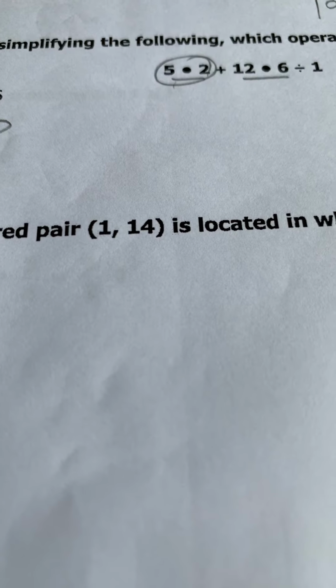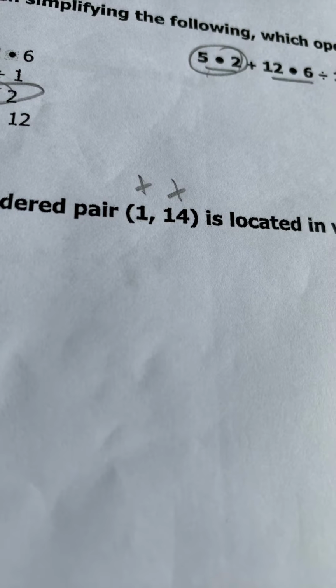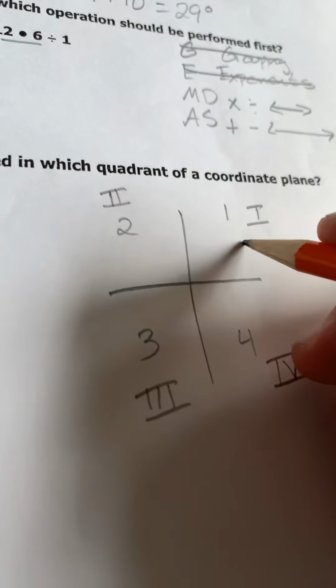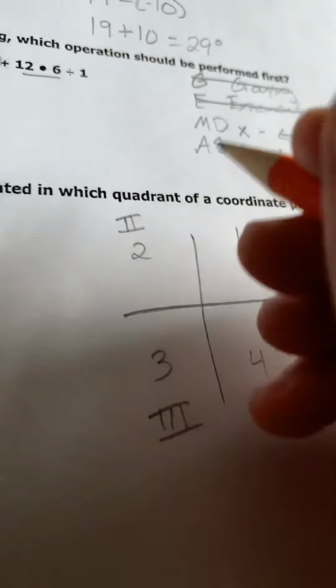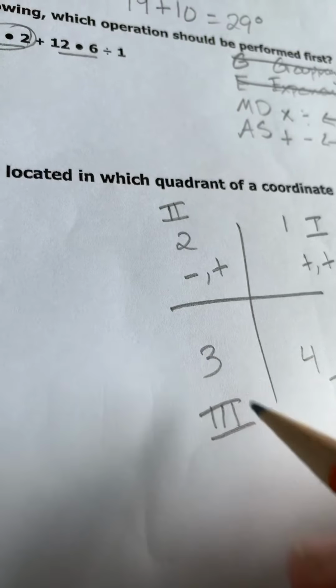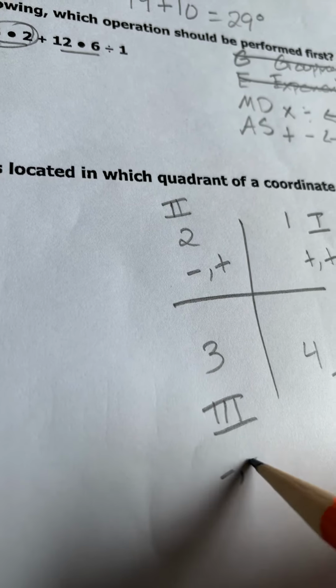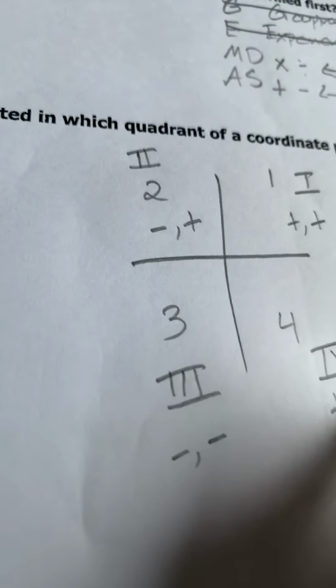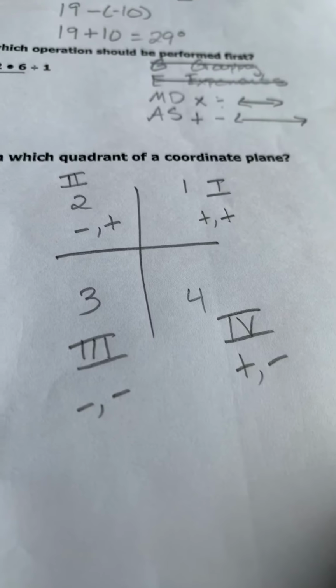All right. So now I've got to figure out which quadrant this ordered pair is in. What I need to notice is both of these are positive. Both of these are positive. So if I remember, I know quadrant 1 is positive, positive. Quadrant 2 is negative, positive. Quadrant 3 is negative, negative. Quadrant 4 is positive, negative.